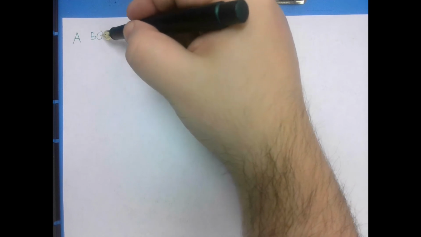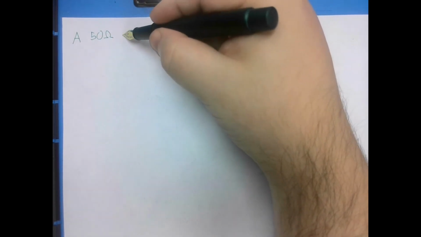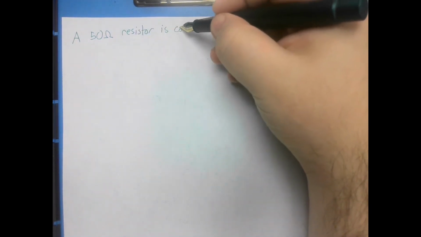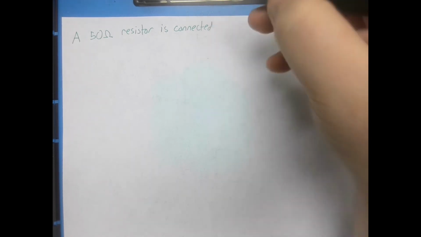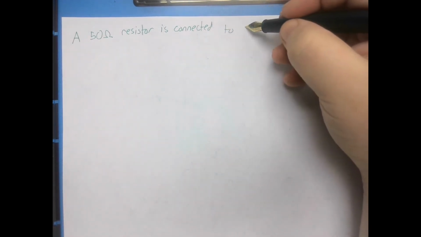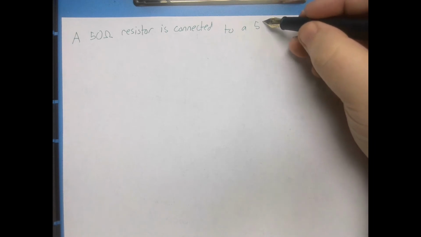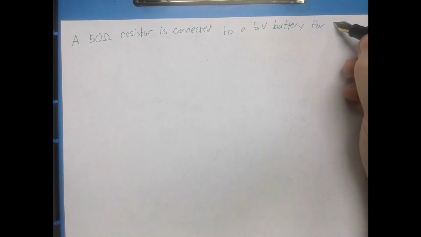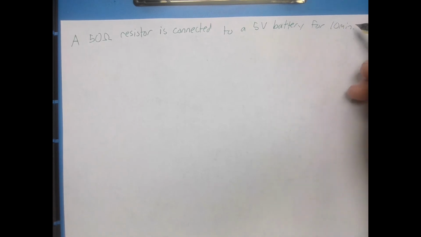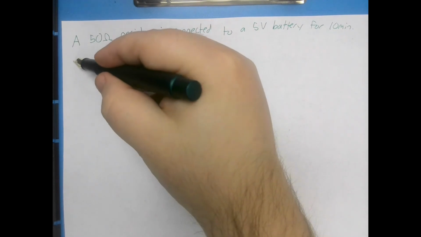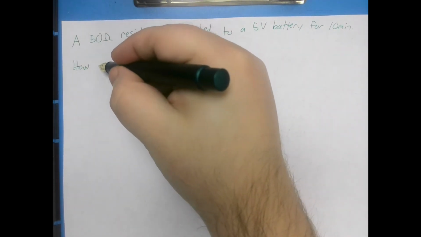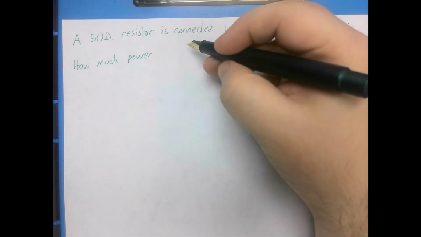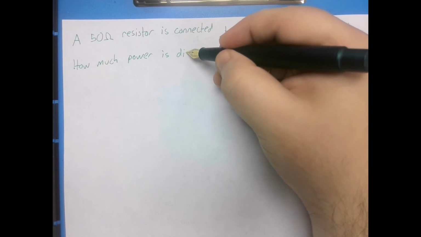So a 50 ohm resistor is connected to a 5-volt battery for 10 minutes. How much power is dissipated?